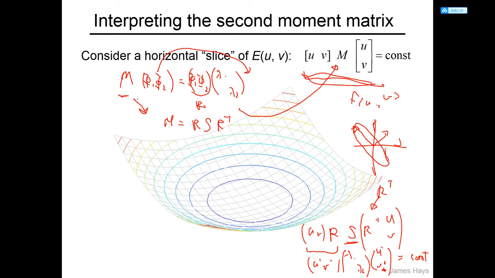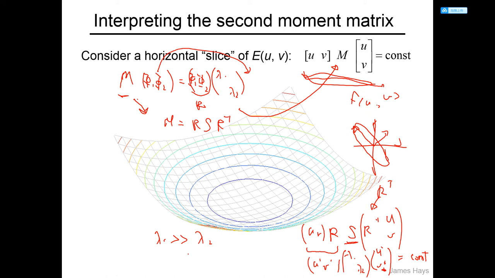Now my question is, when lambda 1 is much bigger than lambda 2, what shape do we expect? It'd be a shape more like a very elongated football or ellipsoid. So in that case, it's more like the line that we mentioned earlier, more like an edge. So if lambda 1 is much bigger than lambda 2, or the other way around, we'll have something like an edge.